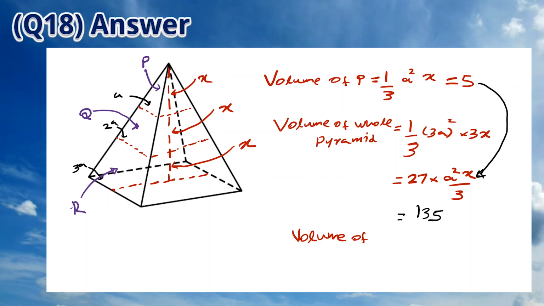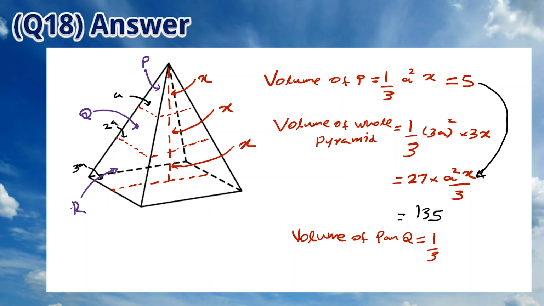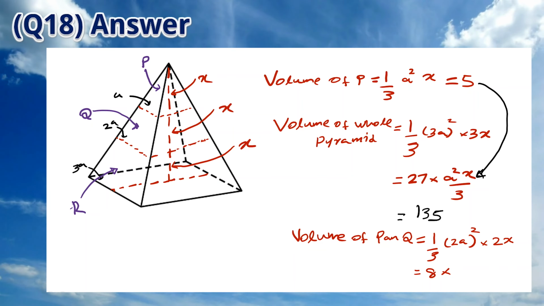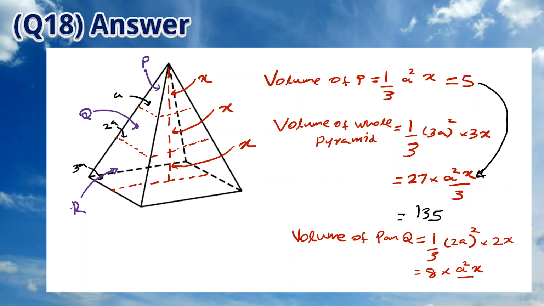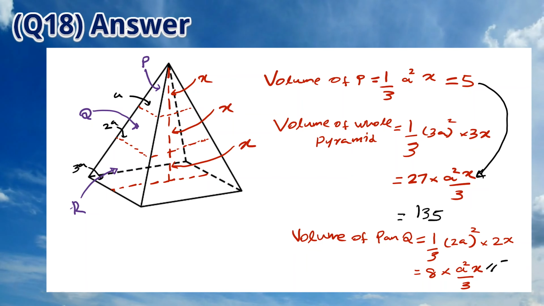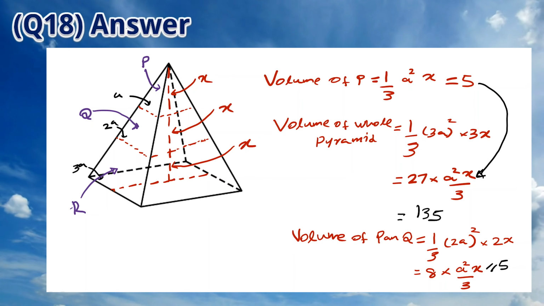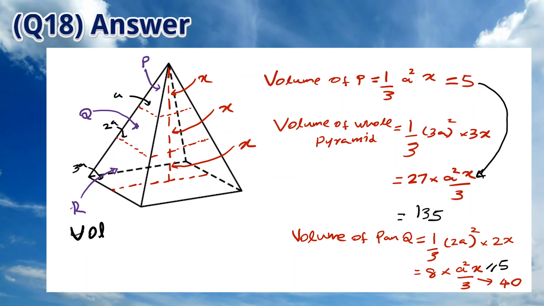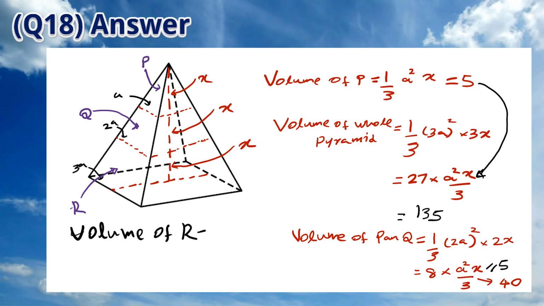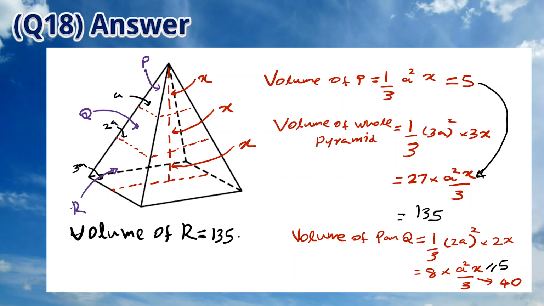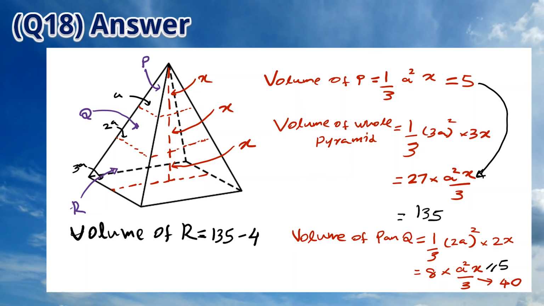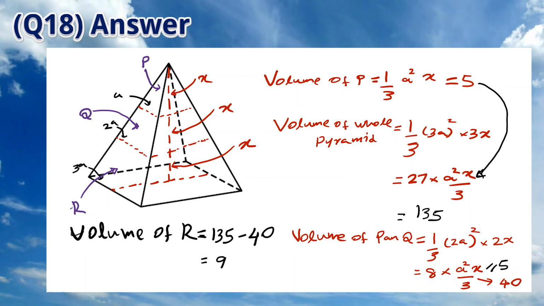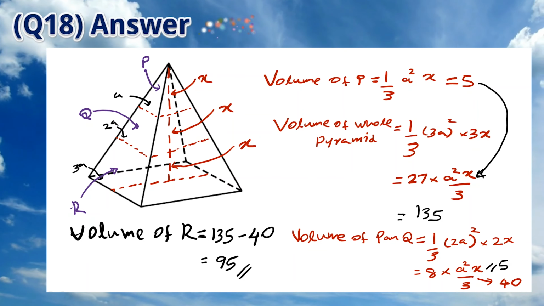The volume of P and Q is equal to 1/3 multiplied by 2a squared multiplied by 2x. We can once again rearrange this to get 8 multiplied by a squared x over 3. Substitute in 5 for a squared x over 3. 8 multiplied by 5 is equal to 40. The volume of R is equal to the volume of the whole pyramid, which is 135, subtracted by the volume of P and Q, which is 40. This is equal to 135 minus 40, which is 95. This means that the answer is D.